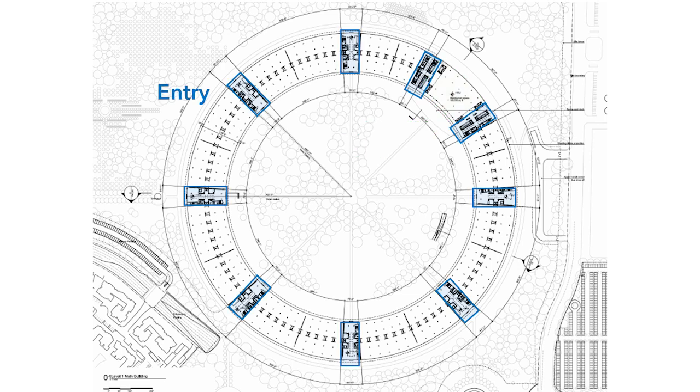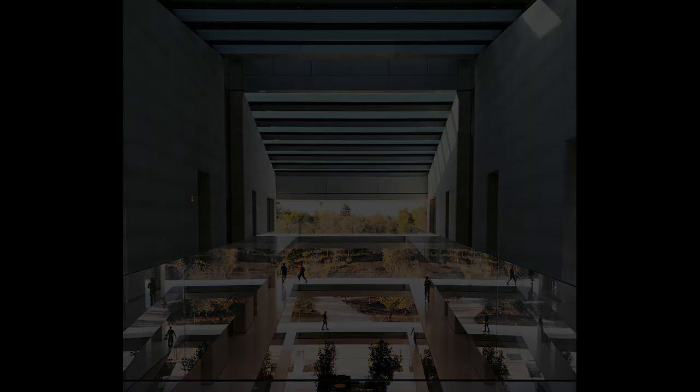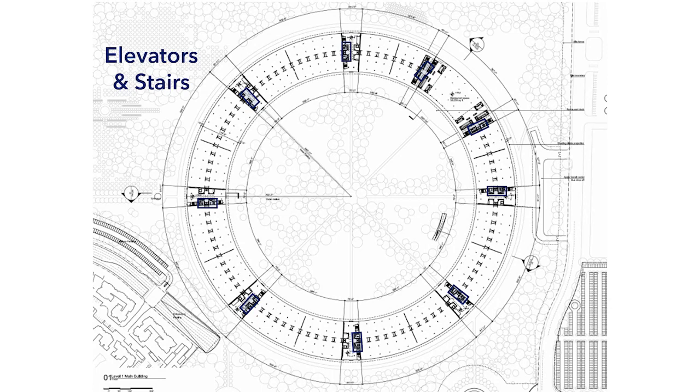There are 9 entry structures where each of the edges meet, with a full 8 atria that create light-filled common areas to provide social space that connects the office park to the garden space within. There are 9 elevators and stairs in the part of the entry structures, which are the core system of Abbey Park.